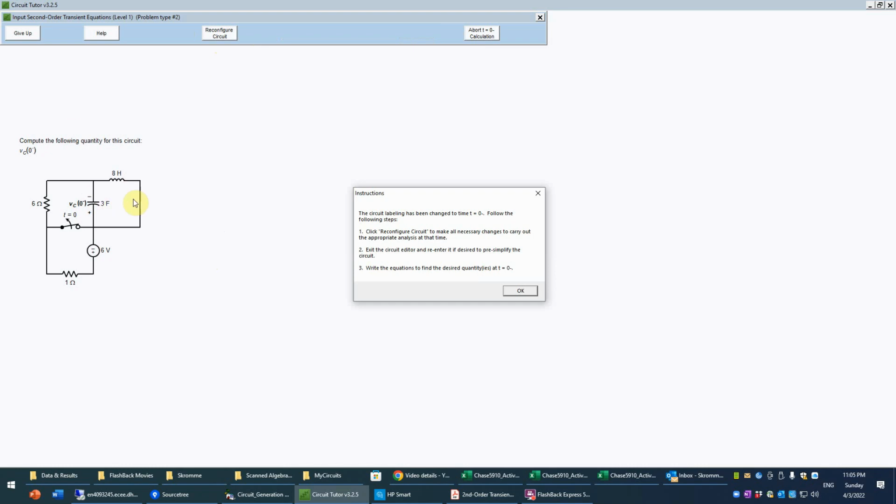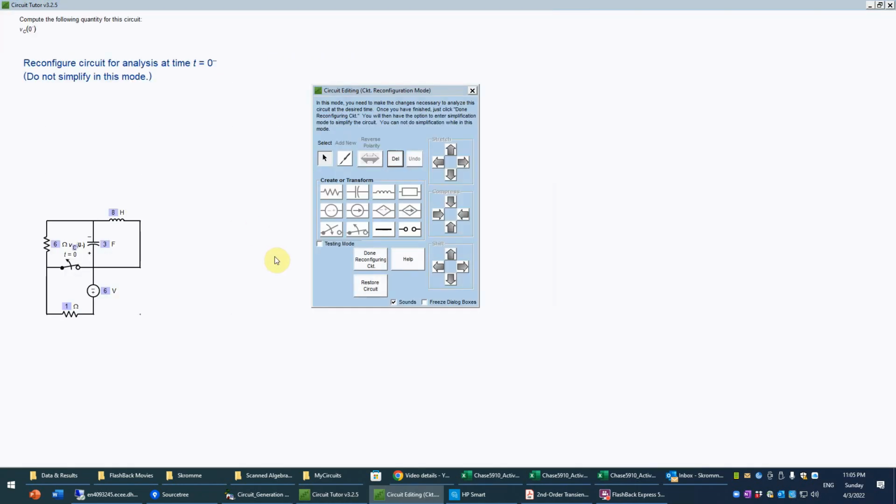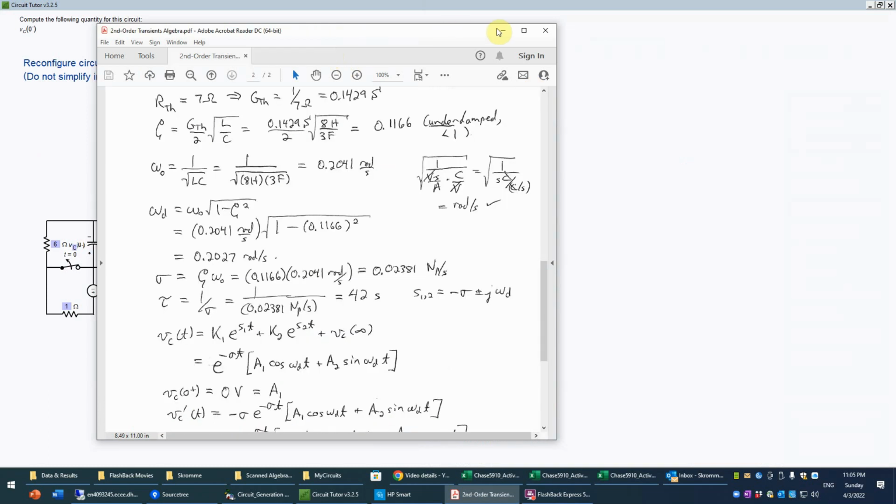And the first step here is always, similar to the first order transients problems, to reconfigure the circuit for analysis at this particular time. So it's already changed the labeling for you to reflect that t equals 0 minus, which is important. And now we're going to do the rest by reconfiguring the circuit. So we go into the circuit editor in reconfiguration mode. There's the instructions, which we don't need right now.